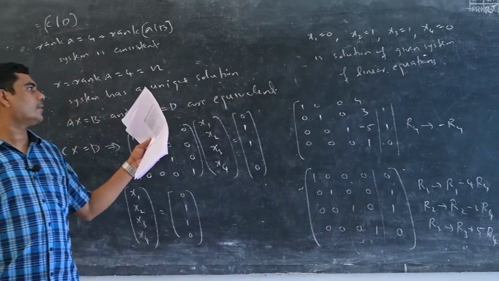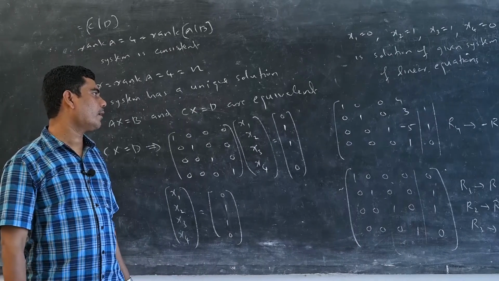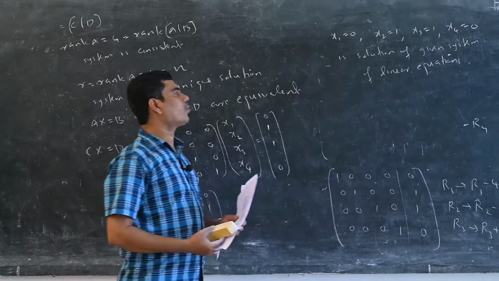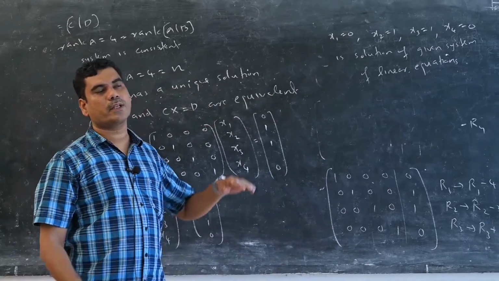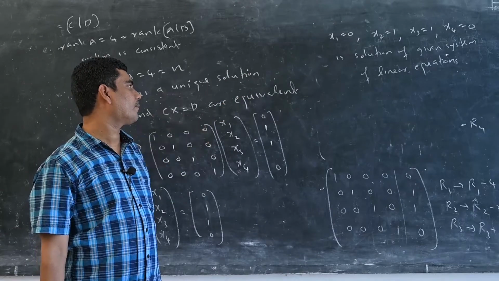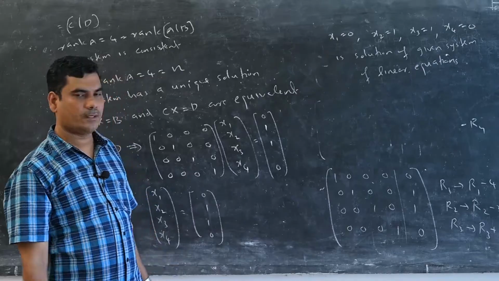This solution is the unique solution of the given system of linear equations. If we substitute x1 = 0, x2 = 1, x3 = 1, x4 = 0, the system satisfies all the 4 equations simultaneously.